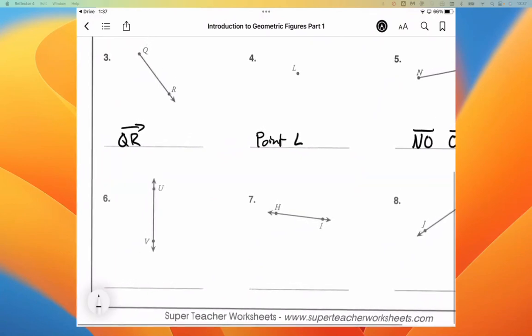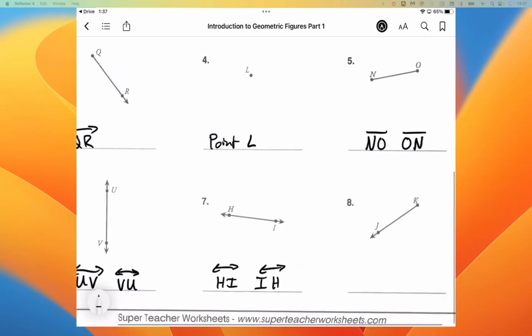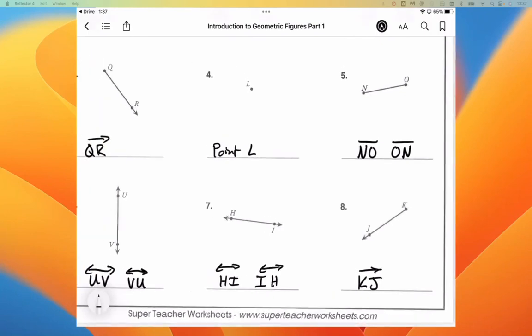And next we have line UV. This is going to have an arrow on both ends because it is a line, and it can be read both directions, so it's UV or also VU. Next we have line HI. Again with arrows on both ends because it's a line, and it can be written backwards, IH. And lastly, we have ray KJ. And it is a ray, so it can only be read in one direction.